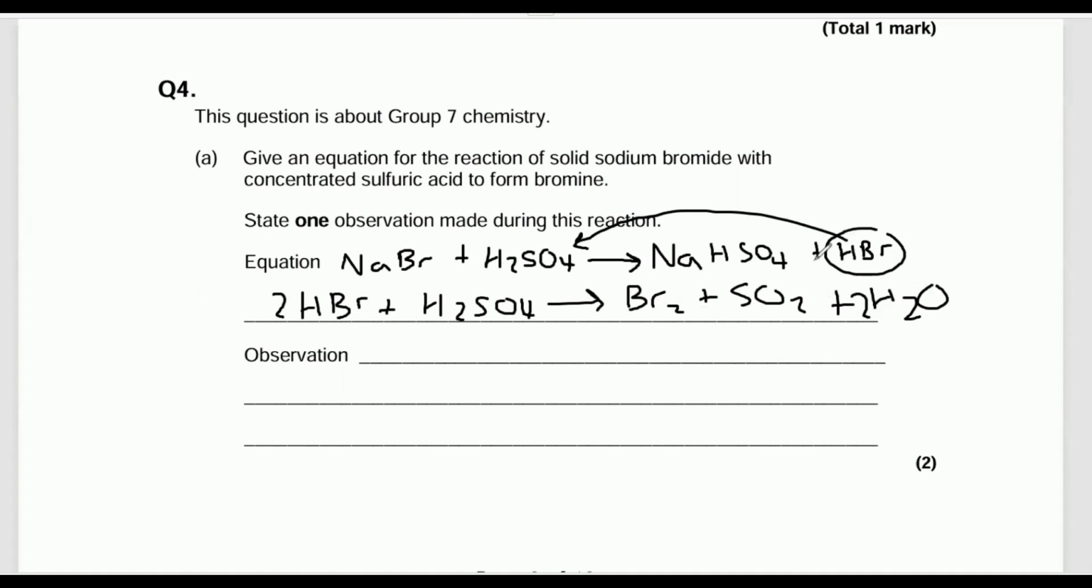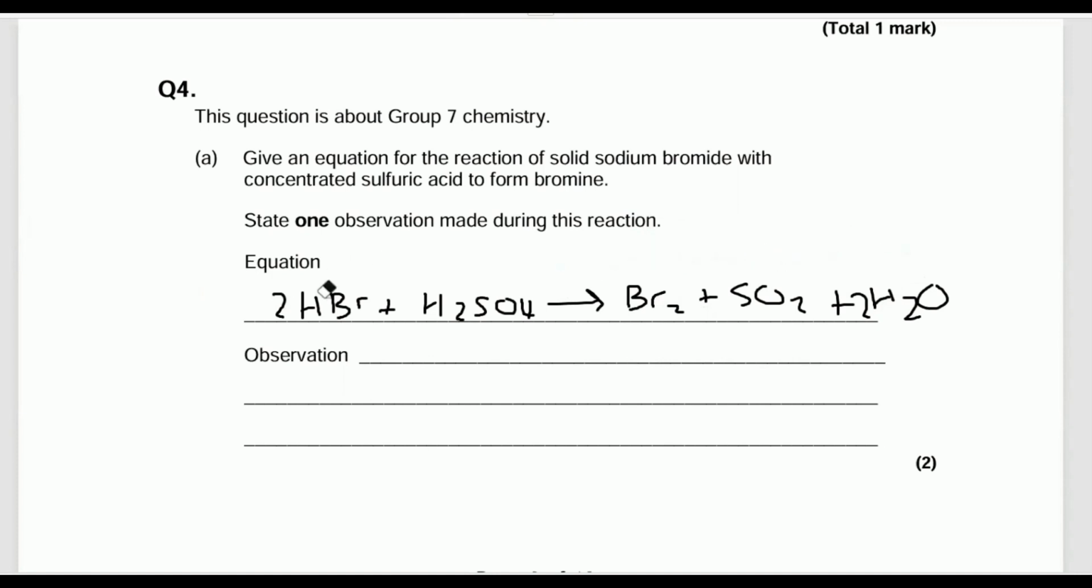But really, why bother? You can show it all in one part. So how we can do that is we can get rid of this and say, okay, yes, HBr temporarily forms, but then it gets wiped out in a second step. So we don't really need to show that. We can just show NaBr plus sulfuric acid goes to NaHSO4 plus Br2 plus SO2 plus H2O.